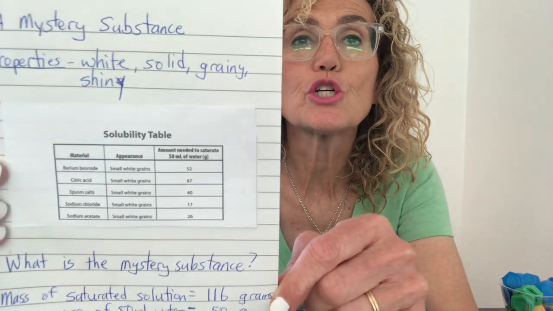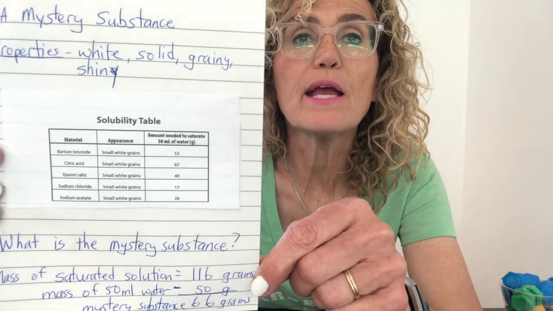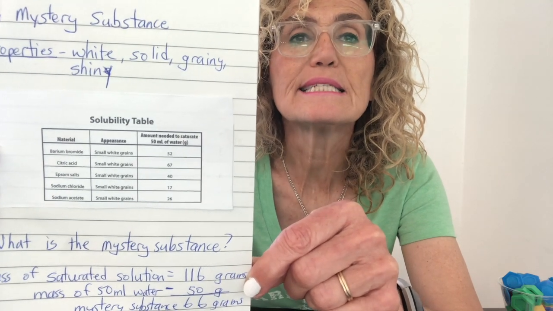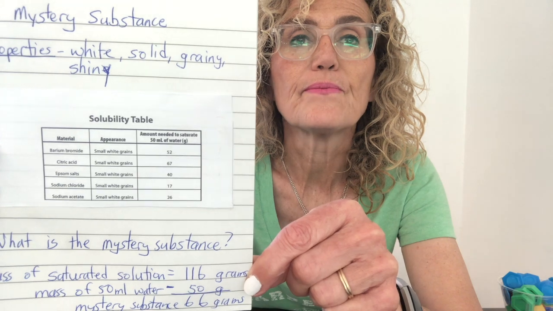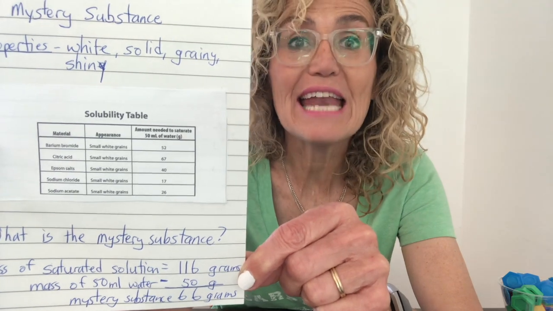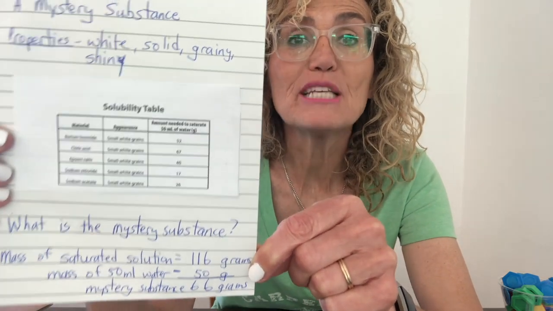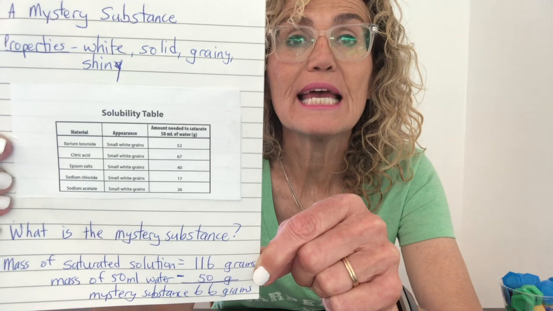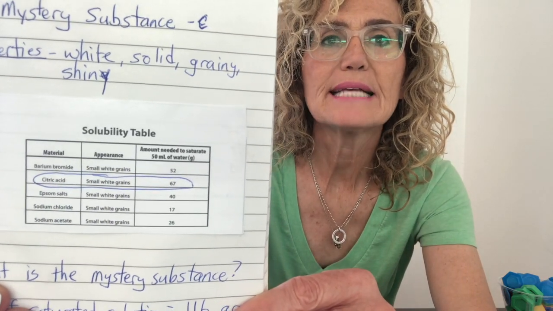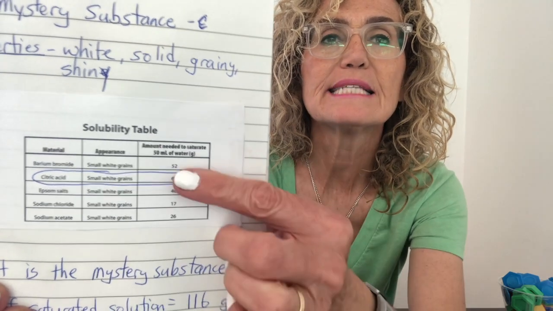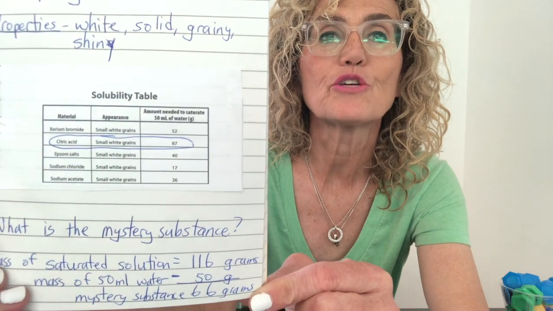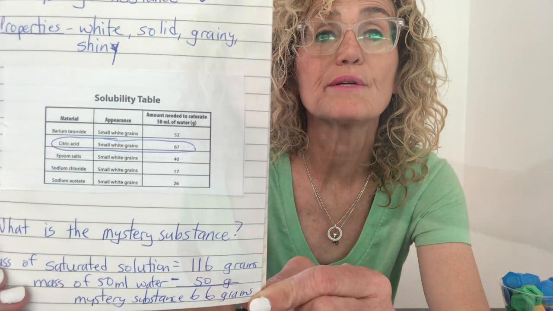Now, look at your chart. Is there something on your chart that tells you that it's about 66 grams? Citric acid, and that is correct. That mystery substance is citric acid. And I circled citric acid to show that it's 67 grams and my mass was 66 grams. So those are very, very close.